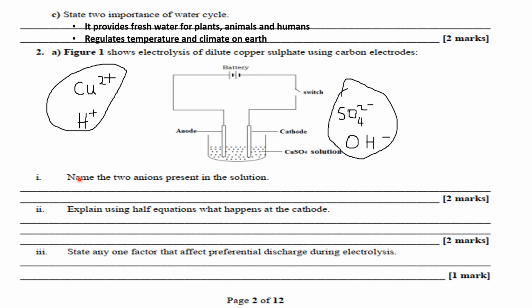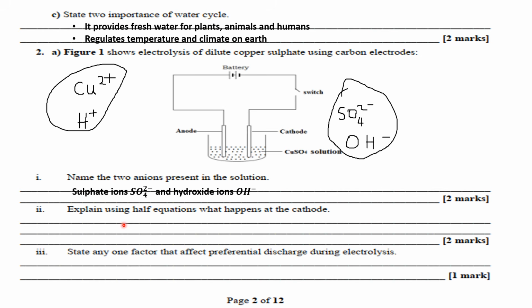The question is saying name 2 anions present in the solution. It's these ones, the sulfate ion and the hydroxide ions. All right, so you need to say the sulfate ions SO4 2 minus and the hydroxide ions OH minus. You get 2 marks for doing that, 1 mark for each. So you have 1 mark and plus another mark, that's 2 marks.